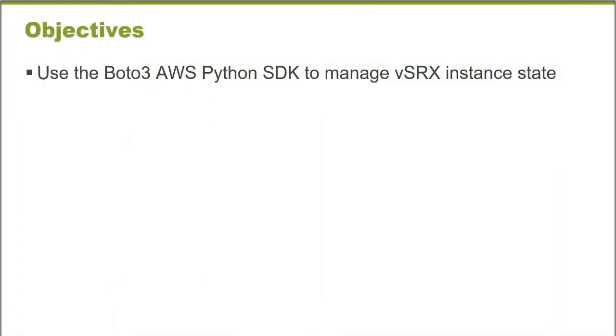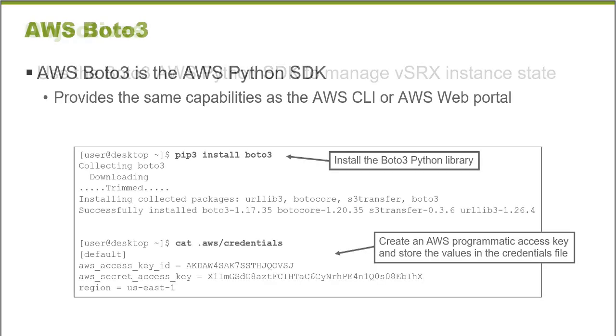After watching this Learning Byte, you will be able to use the Boto3 AWS Python Software Development Kit to manage vSRX instance state. Boto3 is the name of the Python Software Development Kit provided by Amazon Web Services. It enables Python to perform the same functions as the Amazon Web Services CLI or the AWS Administrator Web Portal.